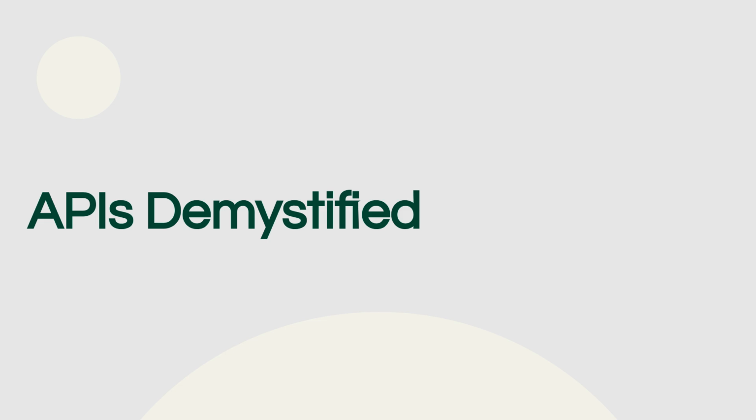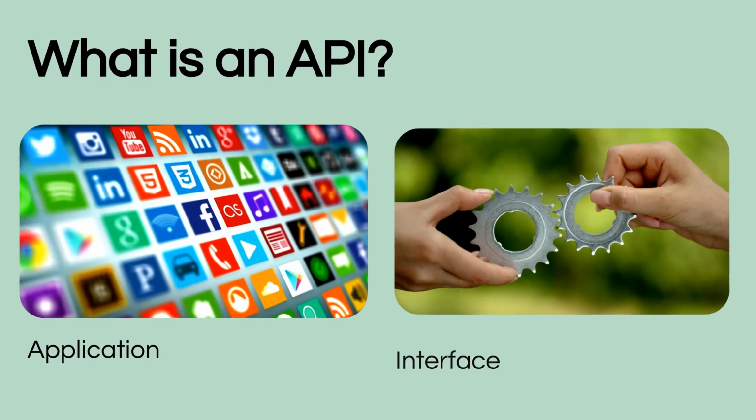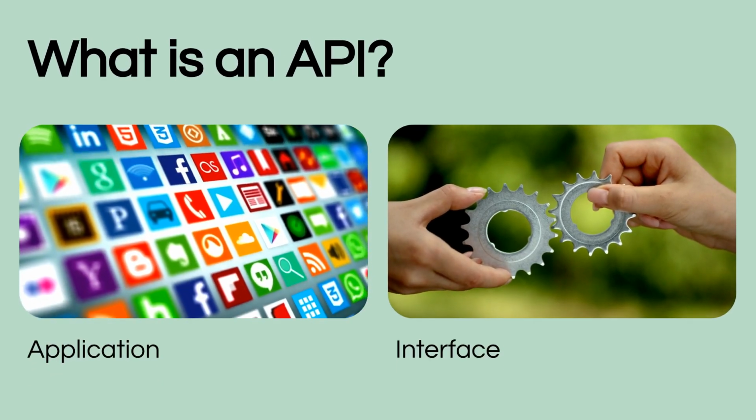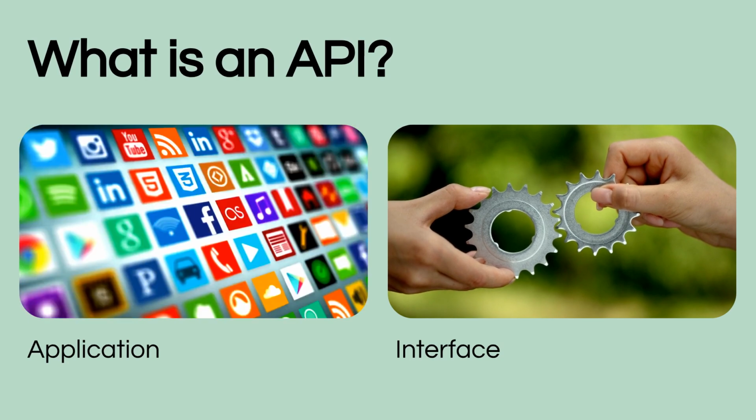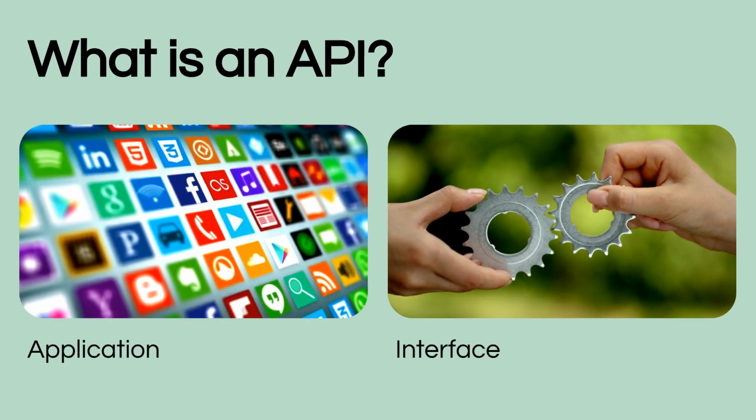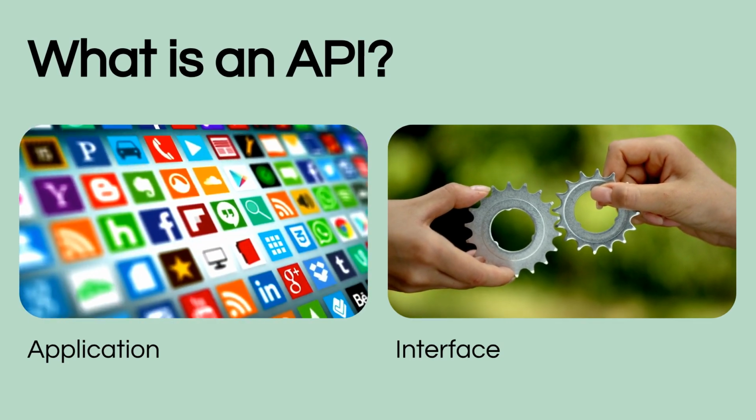We're going to break down what an API is in a super simple, fun way, using an analogy that everyone can understand. API stands for Application Programming Interface. In simple terms, it's a set of rules and protocols that allows different software applications to communicate with each other.